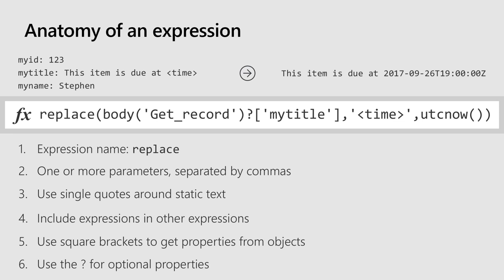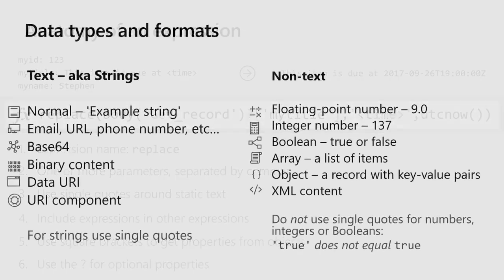So that's the anatomy of an expression, and I'll show you a bunch of examples of expressions that we're using as we go along. Before we do that, though, I just want to talk a little bit more about data types. There's a bunch of different types of strings that we have inside of Flow. These are text types. The most basic is just a regular string. But there's a bunch of different ways that strings can be encoded in Flow.